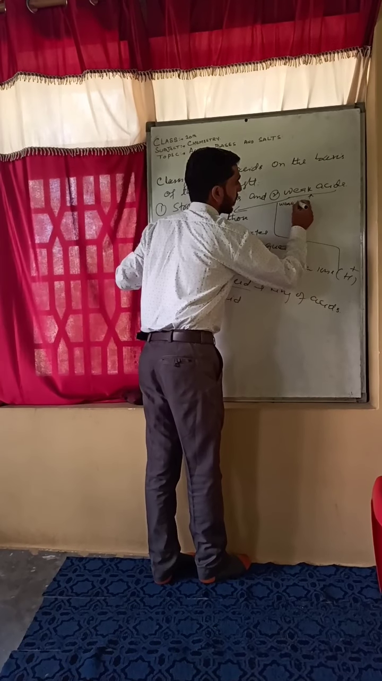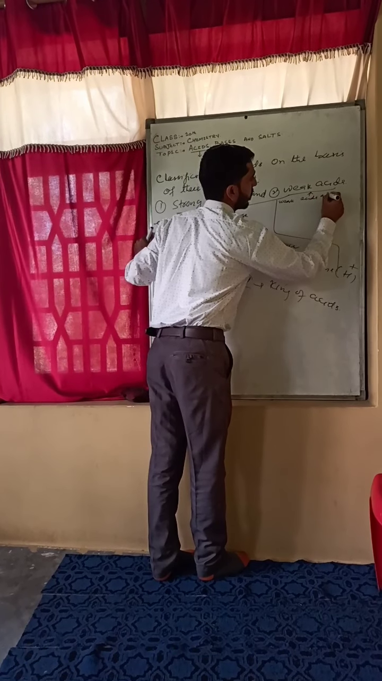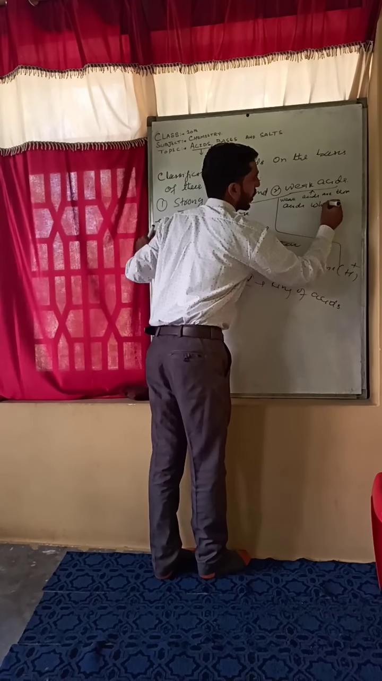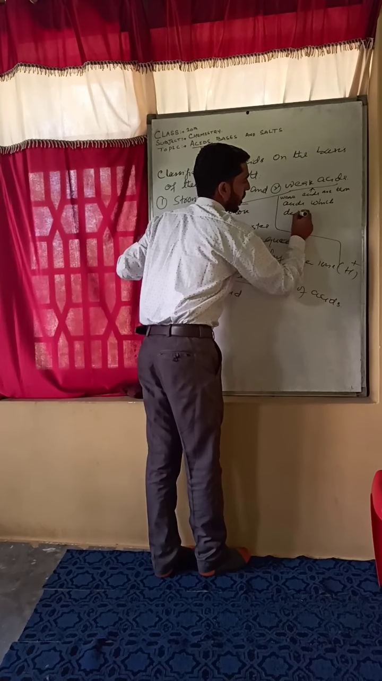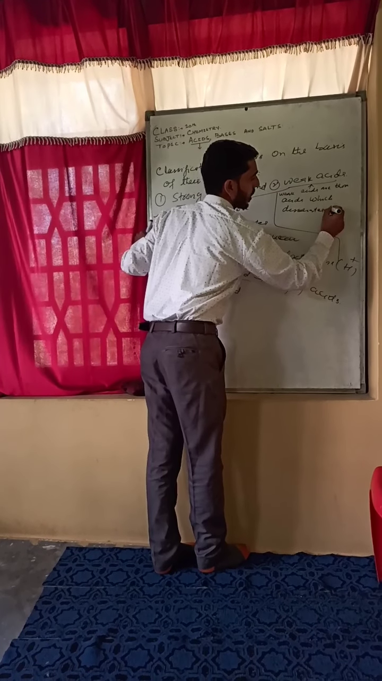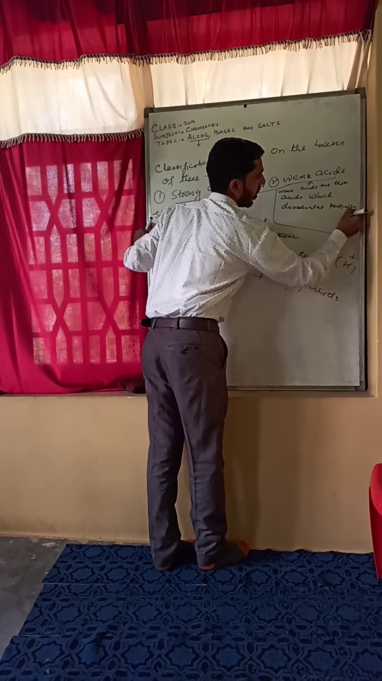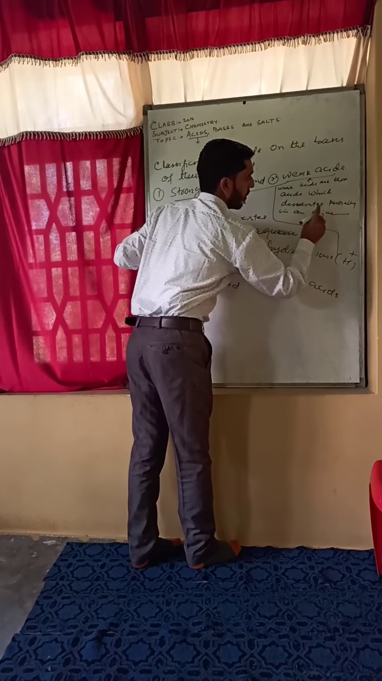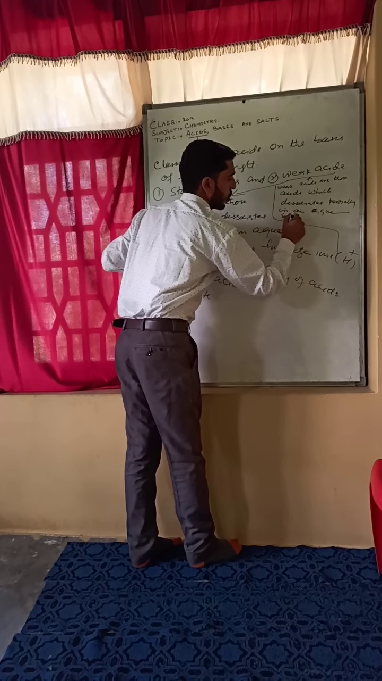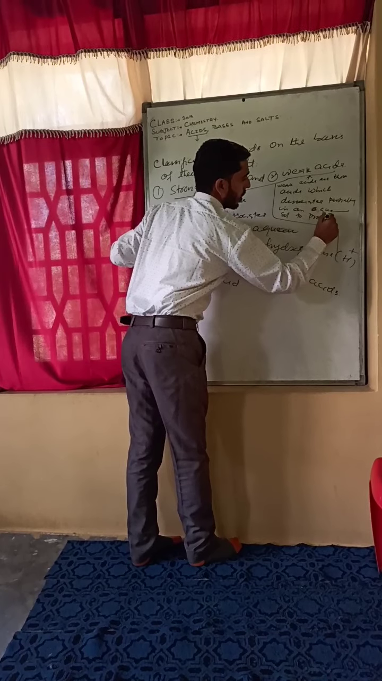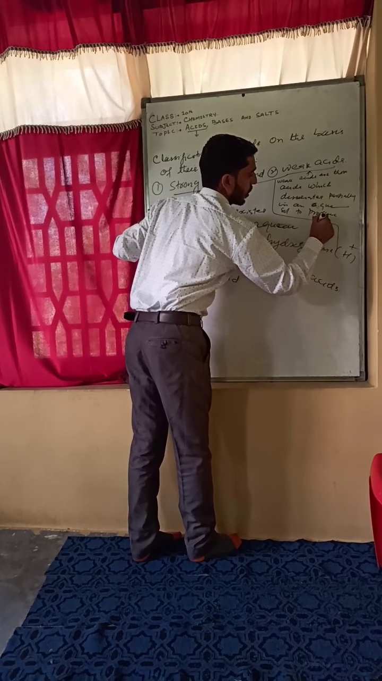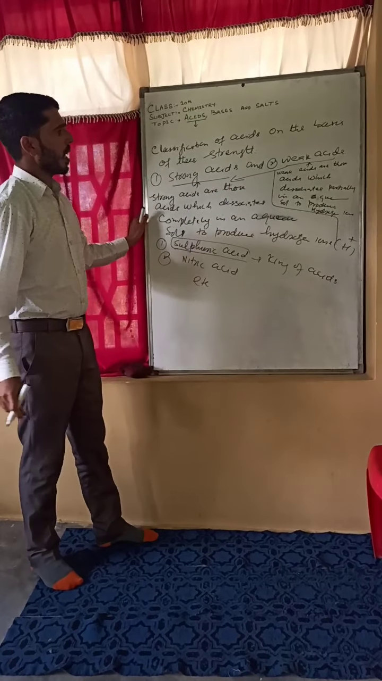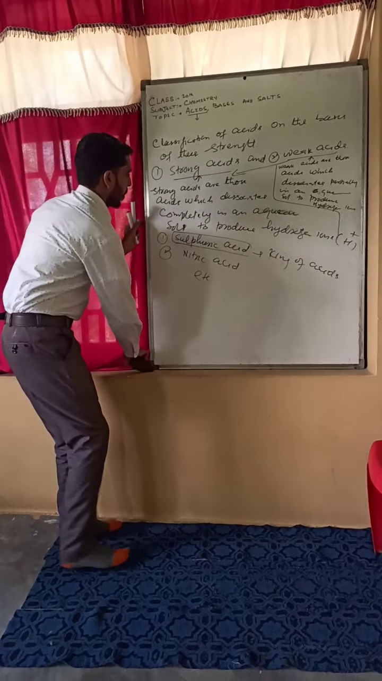Weak acids are those acids which dissociate partially or incompletely in an aqueous solution to produce hydrogen ions. Clear? Now there are so many examples of weak acids.